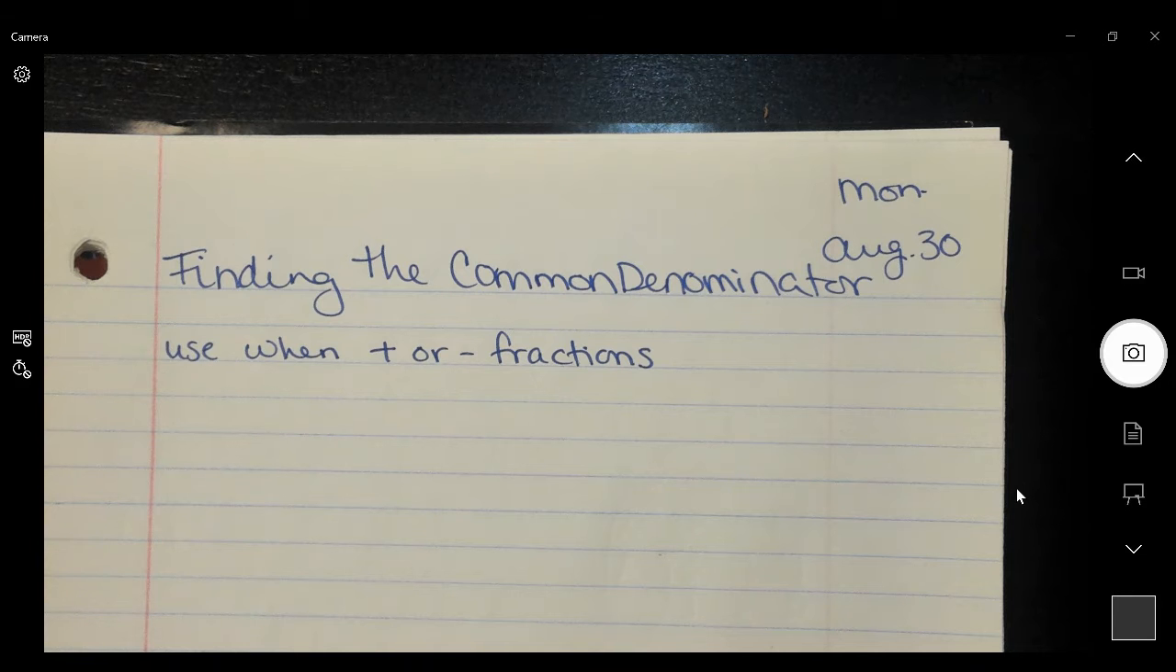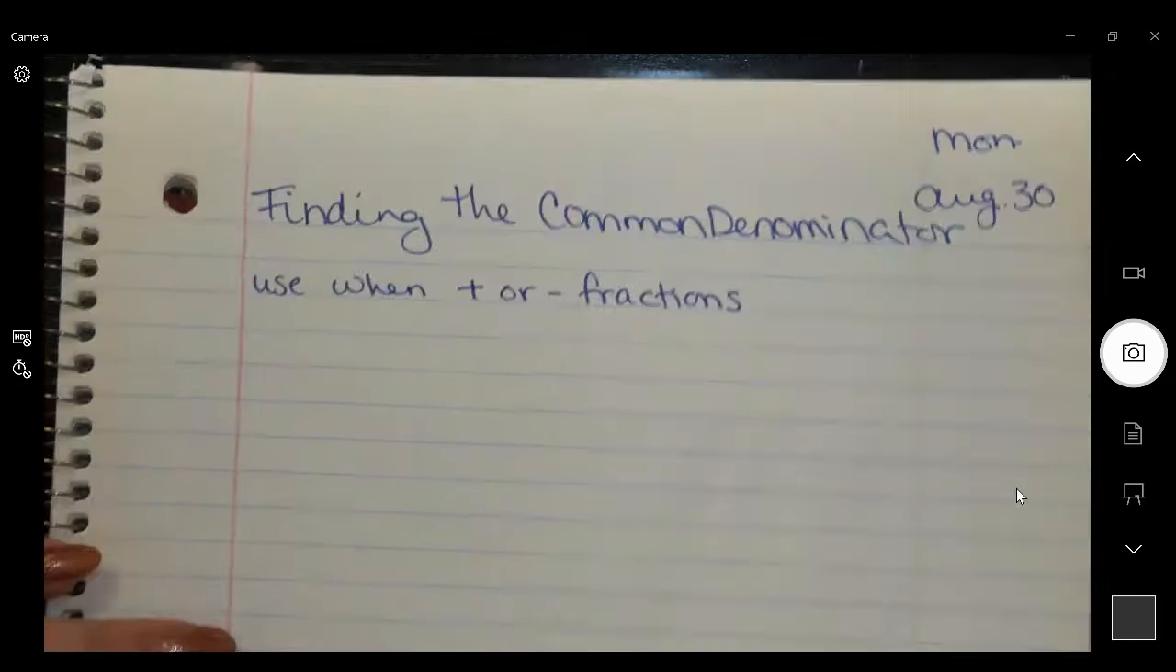So what we're going to find is not just the common denominator, we're going to find the least common denominator, which sounds a lot like least common multiple. And we find it the exact same way. So how do we find the LCM? What do we use? The slide. So guess what we're going to use to find the LCD, the least common denominator? The slide.